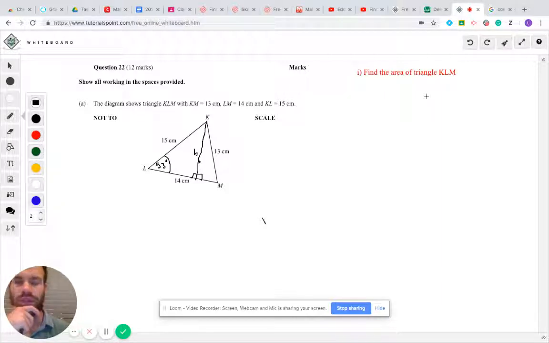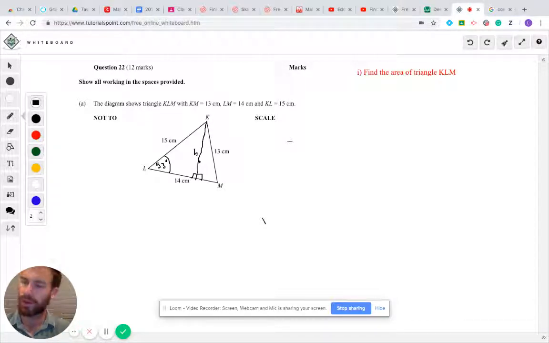Now, going back, this is revision, but the formula for the area of a triangle is half the base times the height. So that's what I'm trying to establish here, what this base is times this height. And that's why I need to know this perpendicular height H here. So if I look at this, opposite over hypotenuse, I'm going to be using the trig ratio sine.